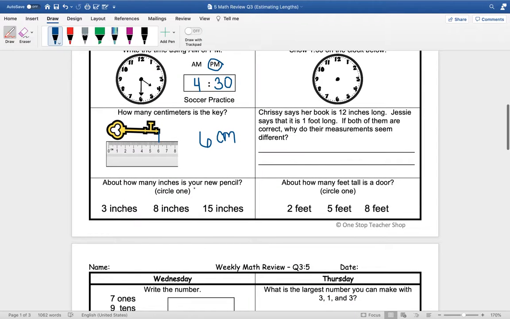About how many inches is your new pencil? So think about the length of a pencil. All right, 3 inches is going to be really short. 15 inches is going to be really long. So an old pencil might be 3 inches, but a new pencil is going to be about 8 inches.